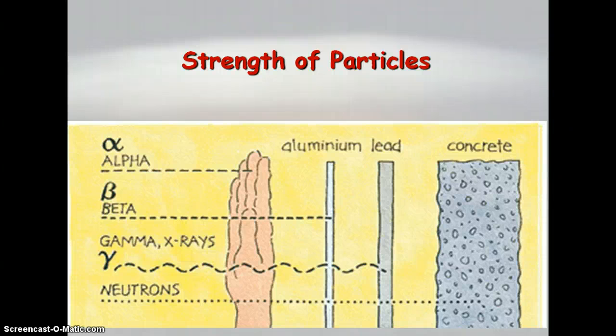All right, strength of particles. Well, here in this picture, you see that alpha is the weakest particle. We can shield it with paper or with our hand, clothing. Beta particles can be shielded with aluminum or any sheet of metal foils like gold foil, aluminum foil. Gamma rays and X-rays, right here, we're going to have lead to stop them. And the neutrons, you're going to have a full meter of concrete to stop them.